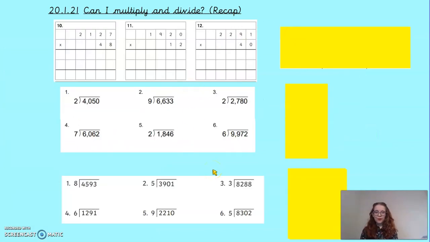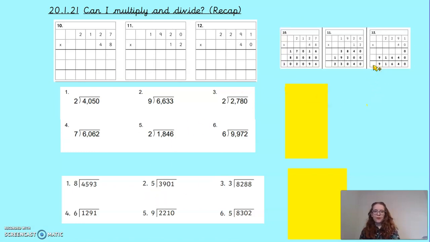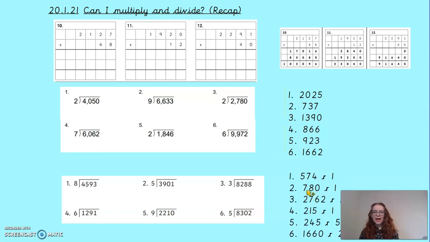Alright guys, your turn. Here are some varied fluency questions for you. Have a look, pause me here and have a go at answering them, remembering all about those placeholder zeros in the multiplication section. Okay, I hope you've answered those. Here are the answers for you to have a look at. Pause me here so you can correct your work and have a go at the reasoning and problem solving questions on the website.